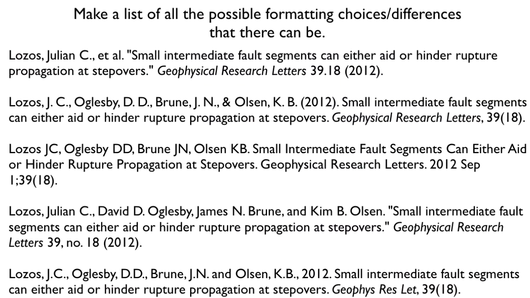So let's take a look at some variations. This is an article by Dr. Lozos from our department, and I chose a few different examples of different citation formats or reference formats, all of the same article. You can see it's all by Julian Lozos. It's called Small Intermediate Fault Segments. You can see that in all of them. It's in Geophysical Research Letters. So what I want you to do is pause the video in a moment and make a list of all the differences you can spot. It's kind of like one of those games. What are the different things that differ between all of these examples here? And then come back with me and we'll discuss them together.